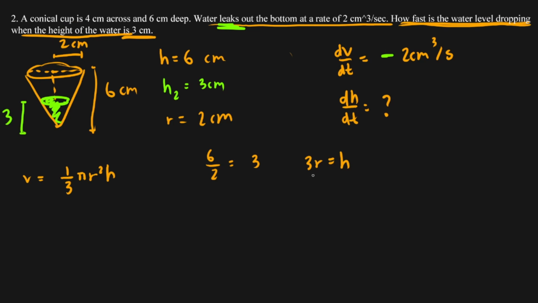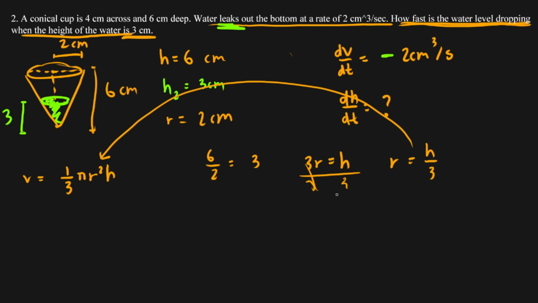Now, let's solve for r here, and then we can plug it back into this equation. We're going to divide both sides by 3, and we get r equals h over 3, or the height over 3. And we can plug this back into the volume of a cone equation, because now if we take the derivative with h over 3 squared instead of r squared, we can solve for dh/dt. So that's exactly what we're going to do.